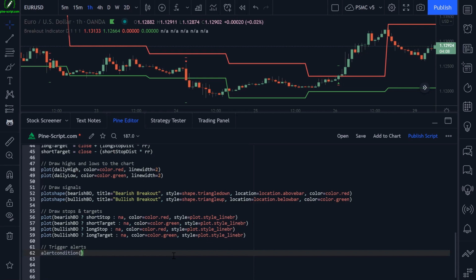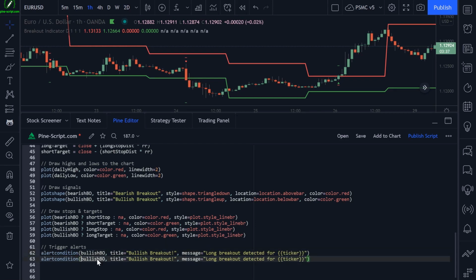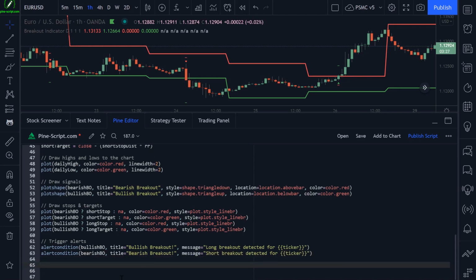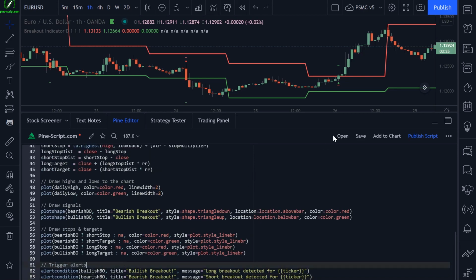The first one can be for bullish breakouts, and the title can be bullish daily breakout alert. Actually, let's shorten this title to just bullish breakout. And we'll set the message to long breakout detected for, and then put in our ticker placeholder so that we know which market this occurred on. And I can paste that line down there again, change this to bearish, change this to bearish, and this to short. And now we are done. If I get rid of my white space here, save my code.